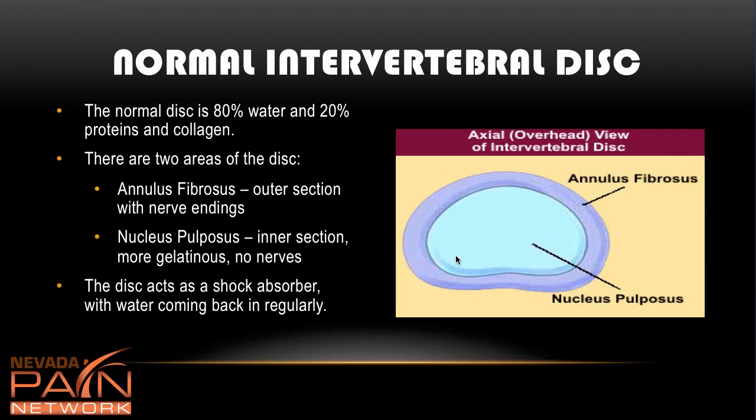This is looking down on an intervertebral disc, and you can see that there are two areas. One is this outer layer called the annulus fibrosus. It has nerve endings, so it does feel pain, and it's much stiffer than this inner gelatinous area, which is called the nucleus pulposus. I liken it to a jelly donut that has a harder outer covering than the jelly on the inside.